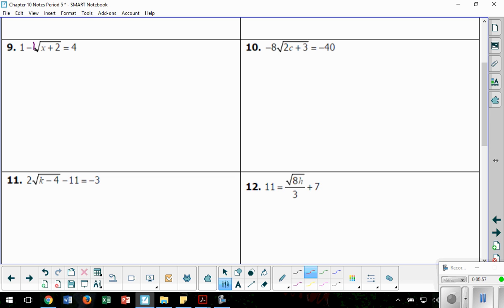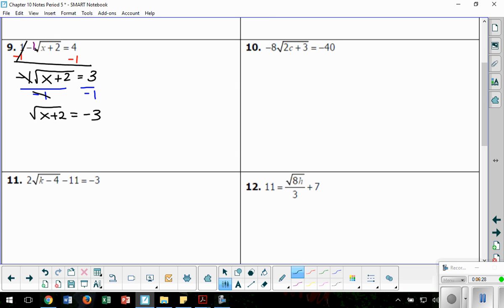So subtract this one here. Those cancel. We get -1 square root x plus 2 equals 3. Okay? Divide by -1. And we get the square root of x plus 2 equals -3.